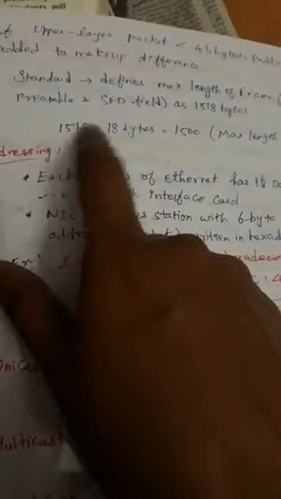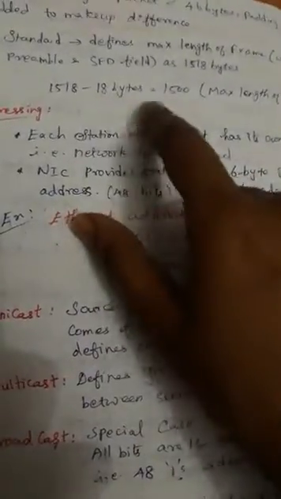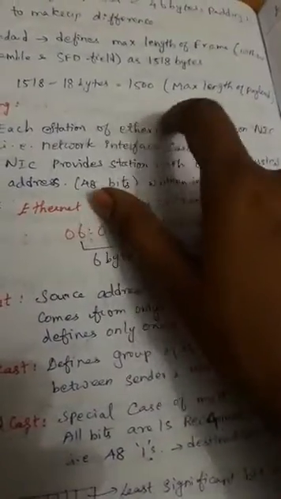Likewise for the maximum length also. The standard defines the maximum length of the frame without the preamble and SFD field. We are including only from the destination address to CRC. Here, 1518 minus 18 bytes, so 1500 is our maximum length. This is the length of the data and padding.